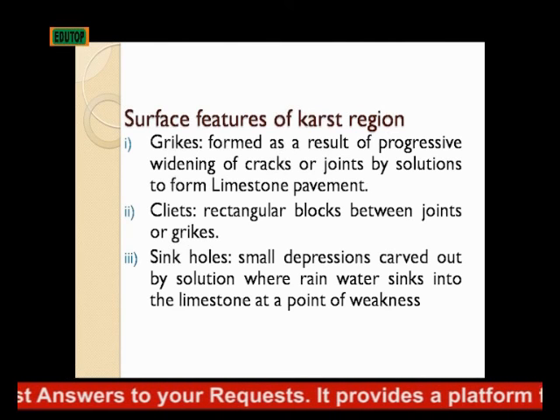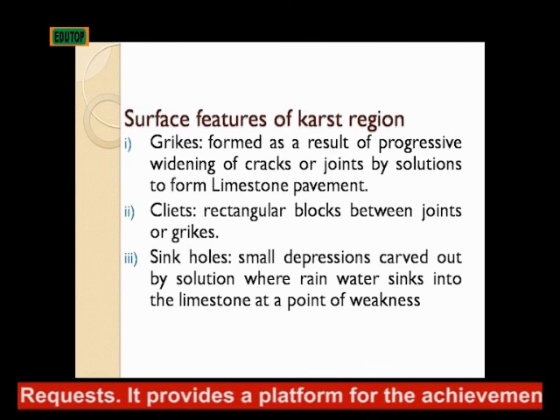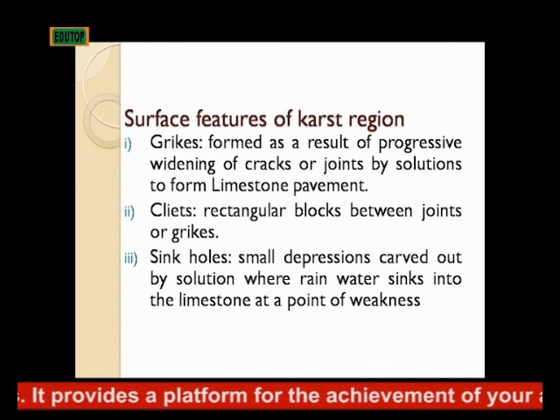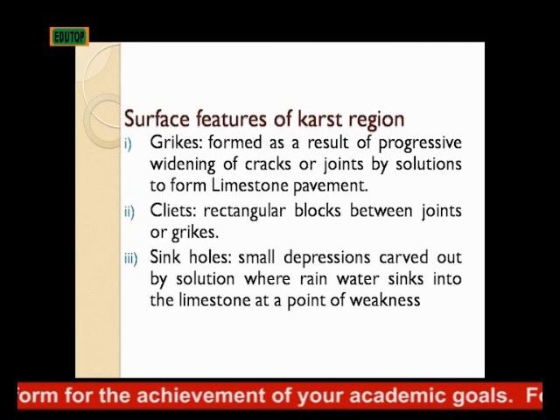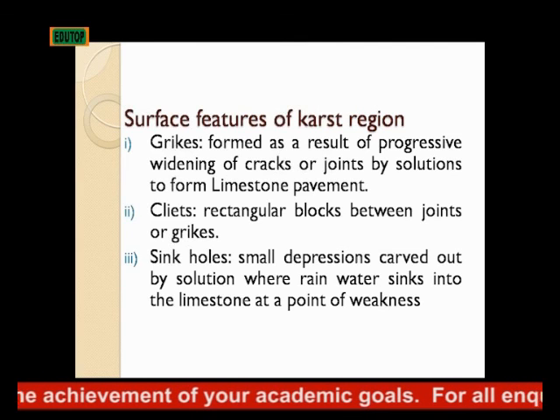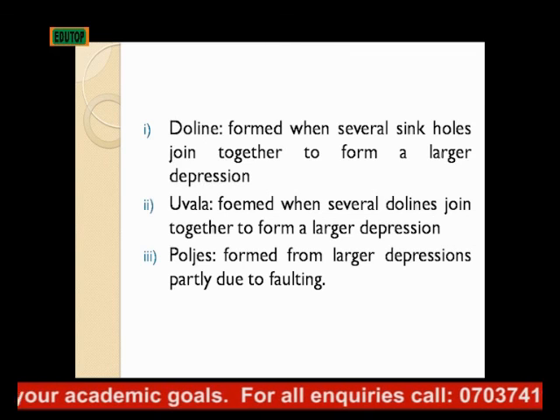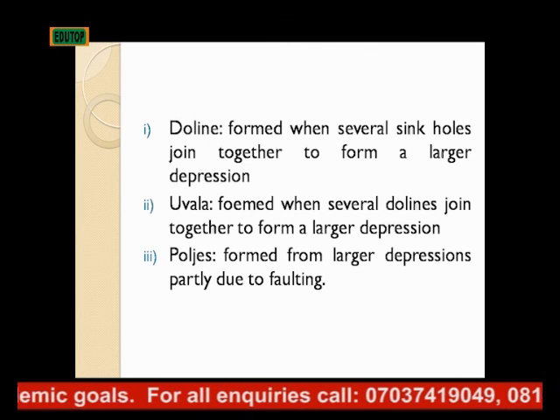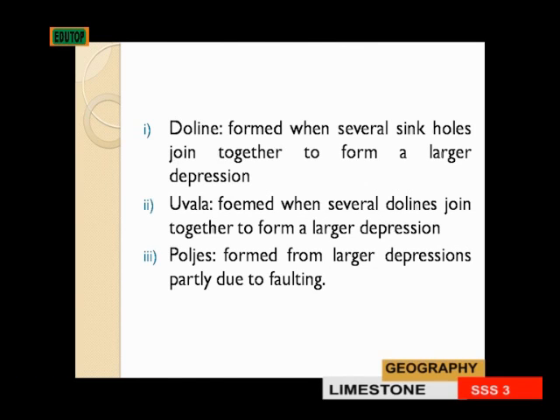Number three, we have sinkholes. Sinkholes are small depressions carved out by solution where rainwater sinks into the limestone at a point of weakness. Dolines are formed when several sinkholes join together to form a larger depression. Uvala here is formed when several dolines join together to form a larger depression. Finally, we have the poljes.